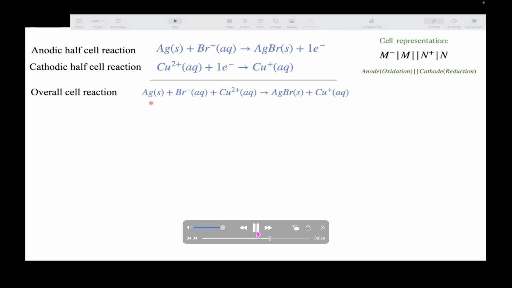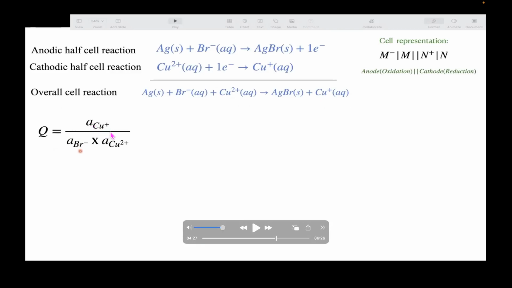Okay, so what I have to do is write the reaction quotient for my overall cell reaction. For this particular cell, my reaction quotient will be the activity of products. Look here, on your product side we have AgBr and copper plus. AgBr is in solid form, so we will take it as 1, and copper plus is in aqueous form, so I can write the activity of copper plus.